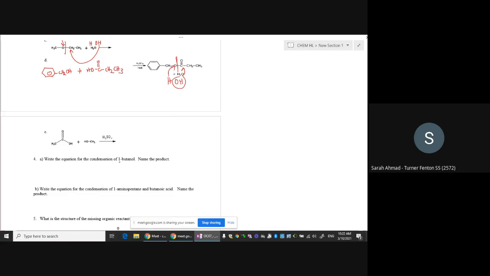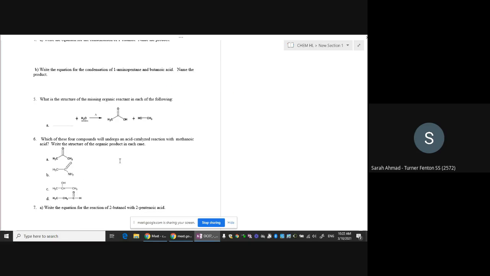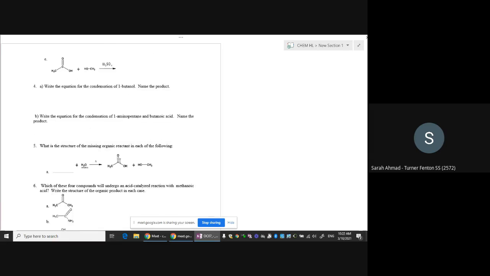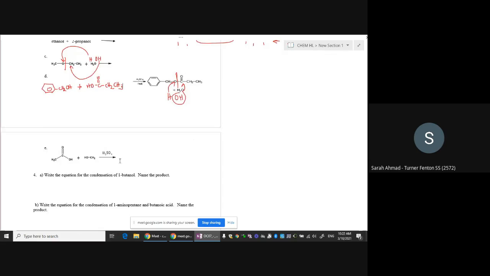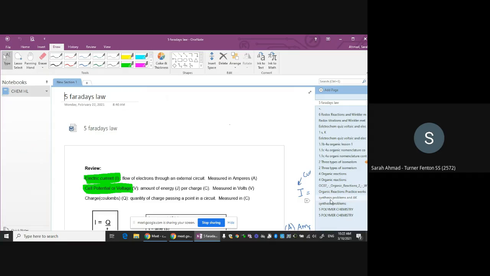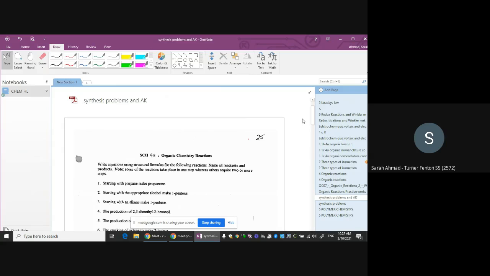Okay, and if you guys take a look at the rest of them, they're all basically repeats of condensation reactions. Completely doable, but again, if you have any questions, we can take them up tomorrow. So yesterday, I uploaded more practice problems, and one of them is on synthesis reactions.